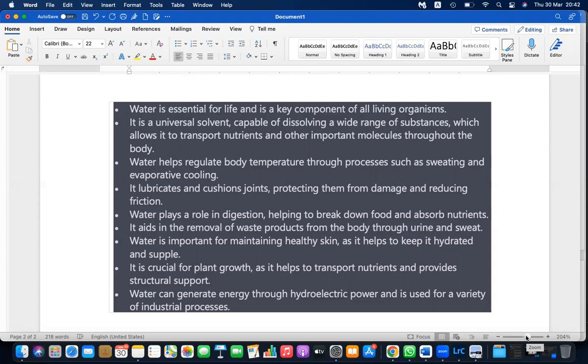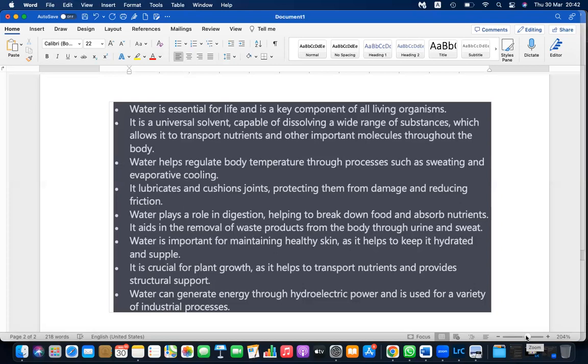And therefore it is used for transport, basically inside our body, and maybe for cleaning purposes, right? Then it also helps us to regulate the temperature. It's an automatic cooling system, and it is basically a lubricant. So easy movement of joints, and again protecting them from damage and reducing friction.